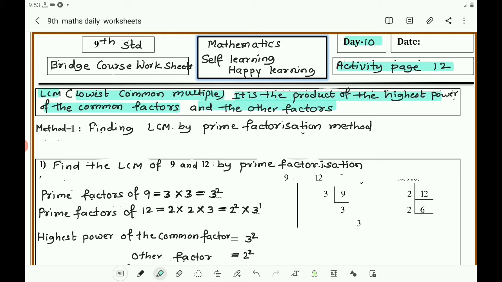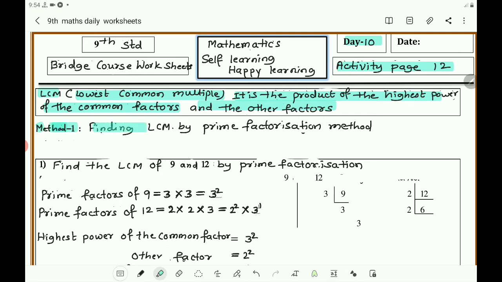While finding the lowest common multiple, we have to find the common factor. If there are common factors, we have to consider the highest power of those common factors. And also we have to consider the remaining factors. The product of all this becomes the LCM. So let us discuss the first method.